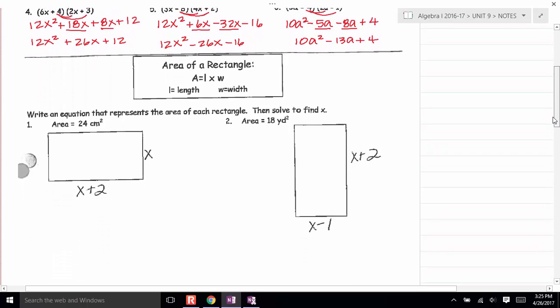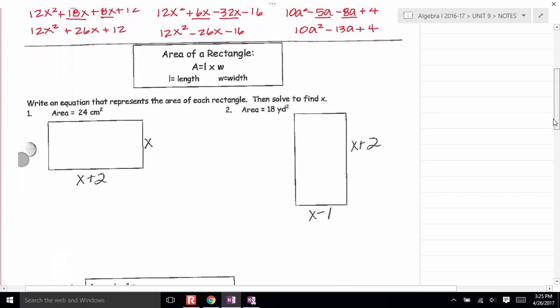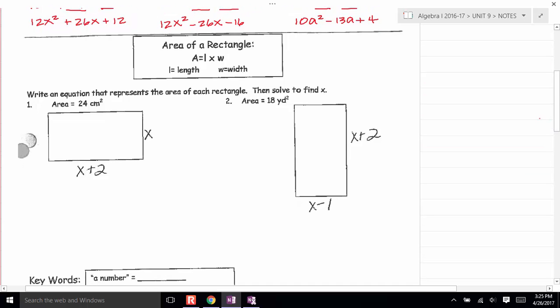All the word problems we're going to be looking at today are going to deal with the area of a rectangle. And you talked about the area formulas last year in your 7th grade math class. Area of a rectangle is given by length times width. L stands for length, W stands for width. So in this first problem here, we want to write an equation that represents the area of each rectangle. And then we're going to solve it to find what the value of x would be.